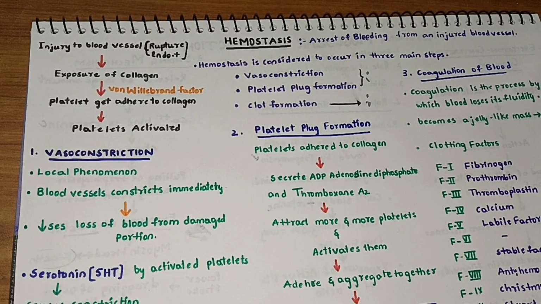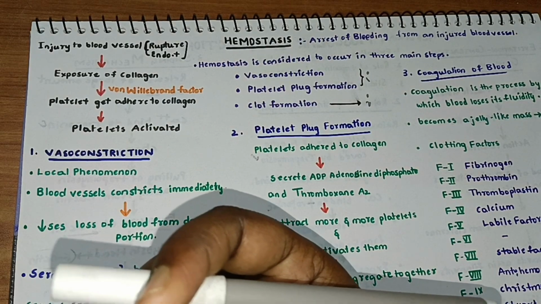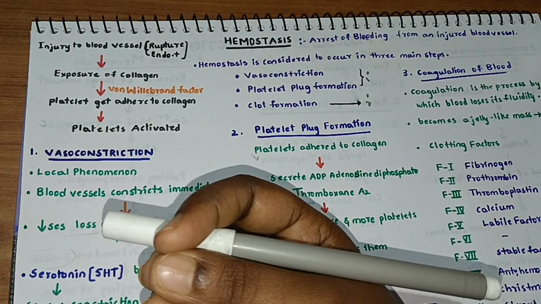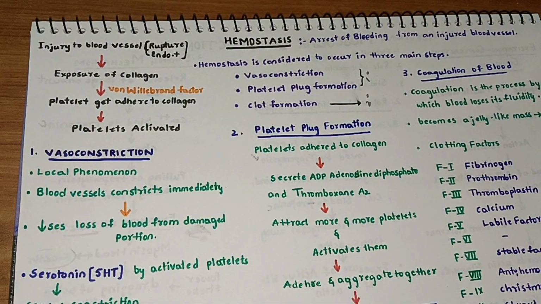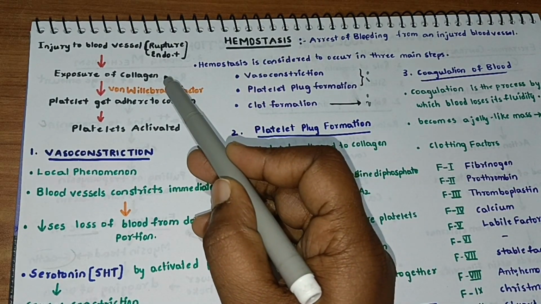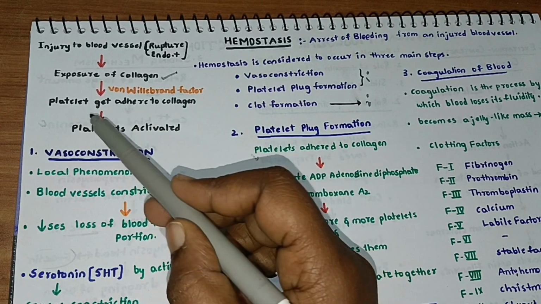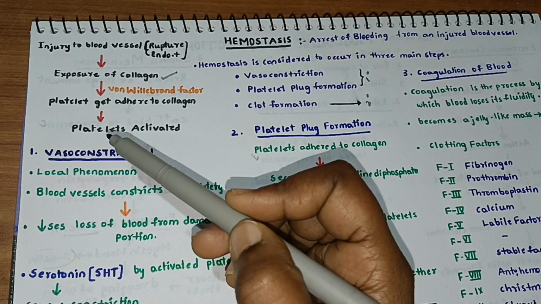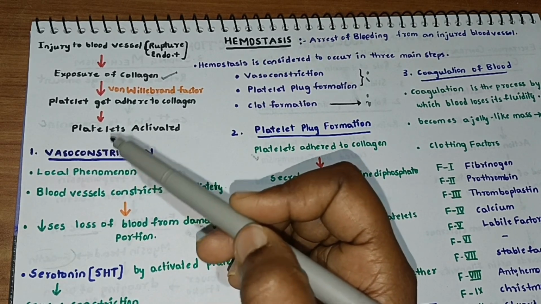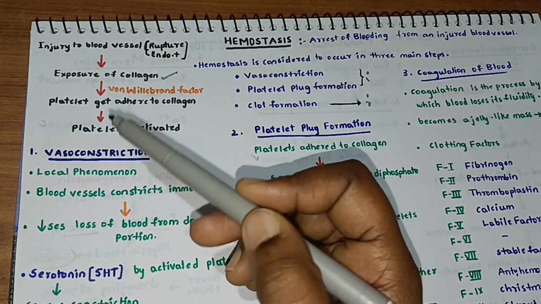First of all, whenever there is an injury to the blood vessel, there will be rupture of the endothelium. Yes, the blood vessels are lined by endothelium. After rupture of the endothelium, there will be exposure of collagen. The platelets get adhered to that collagen. The blood contains RBC, WBC, and platelets. Platelets get adhered to the collagen that is exposed due to the rupture of the endothelium during injury to the blood vessel.